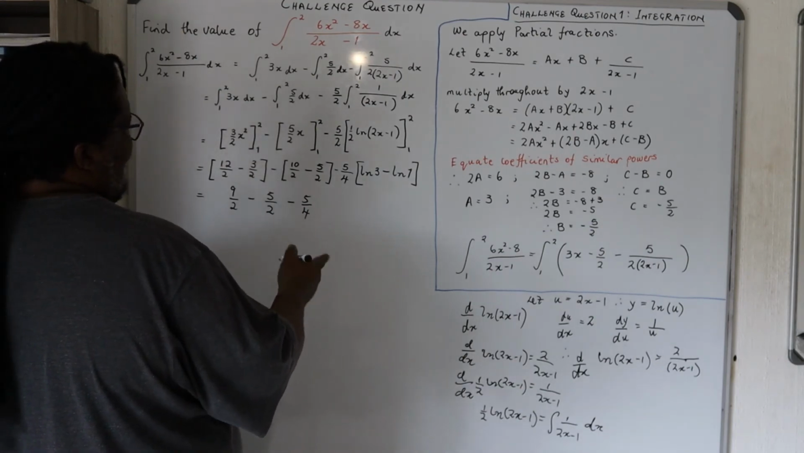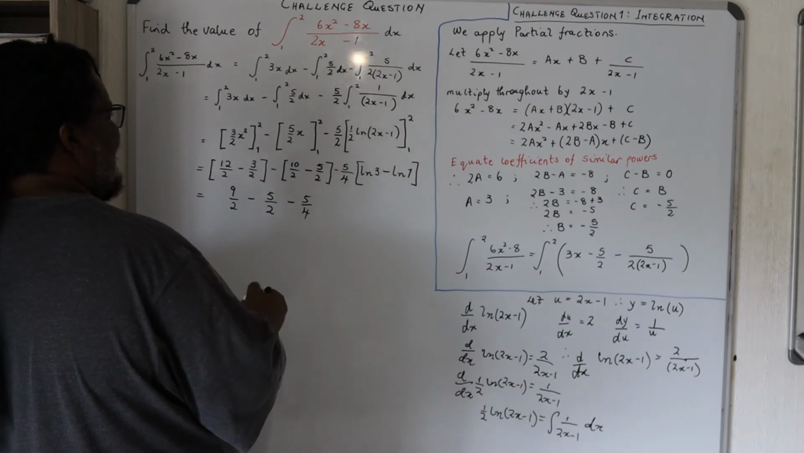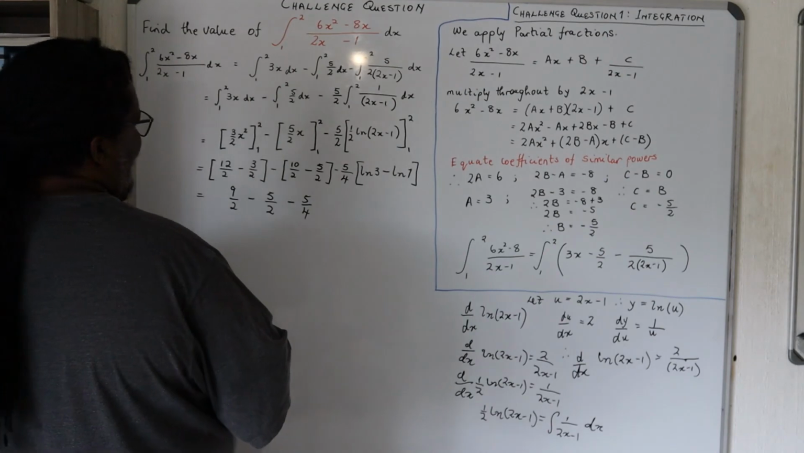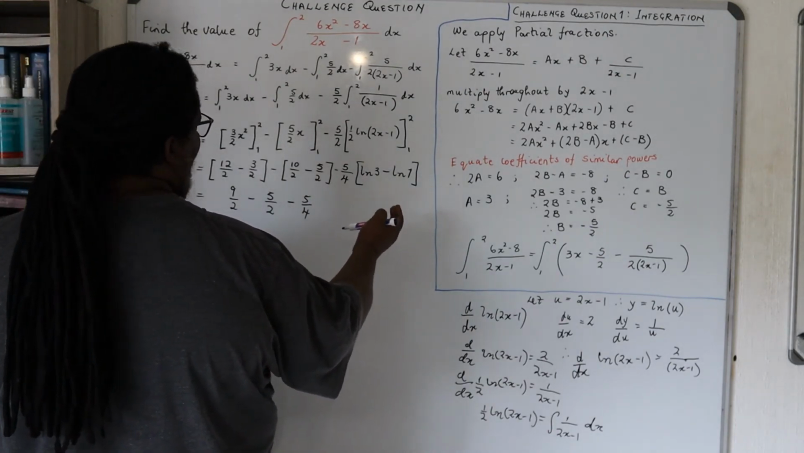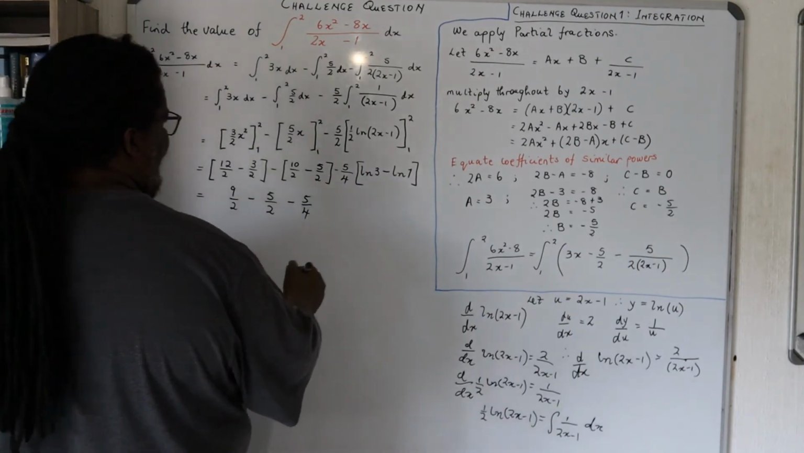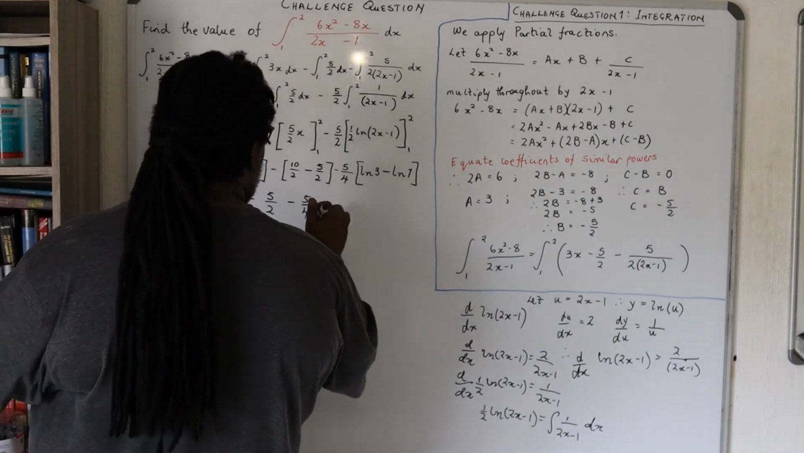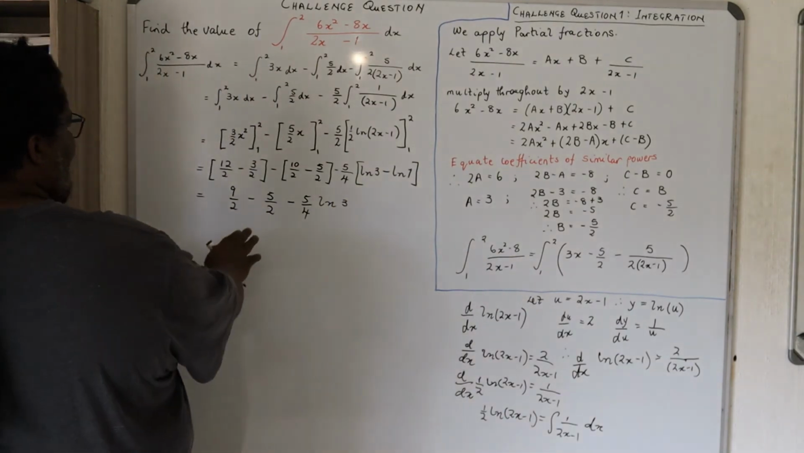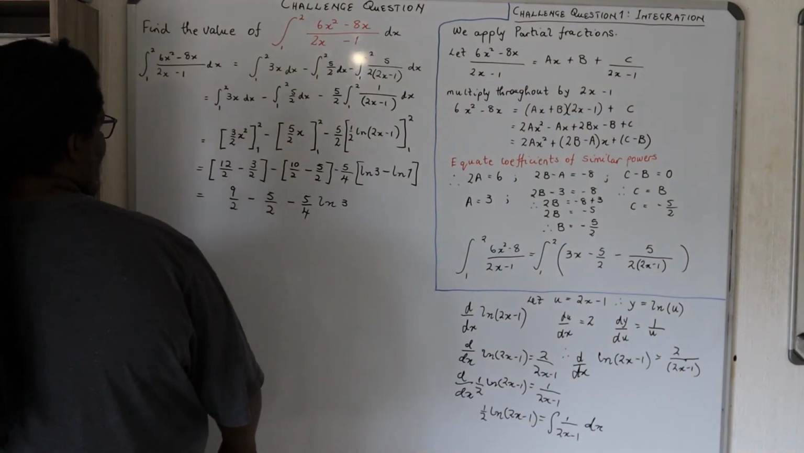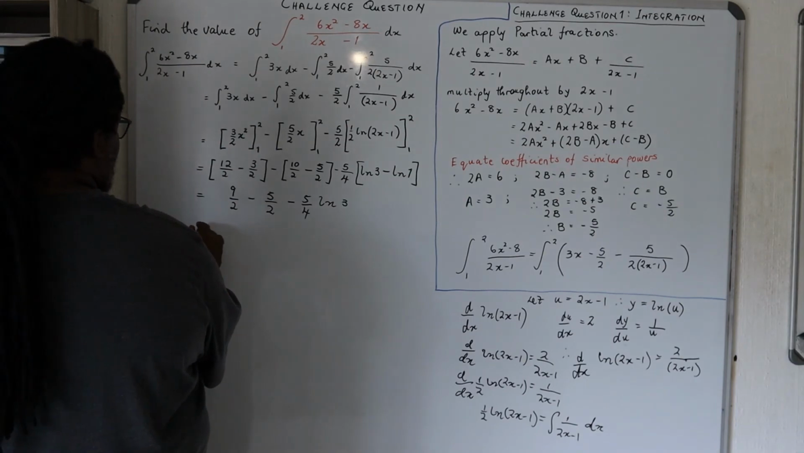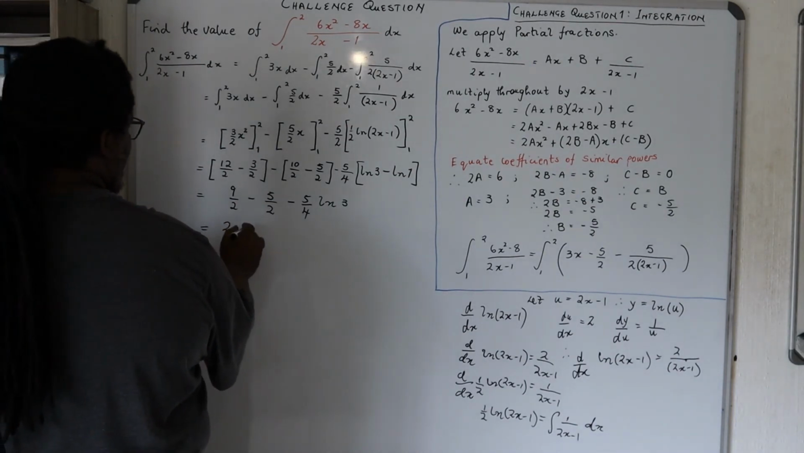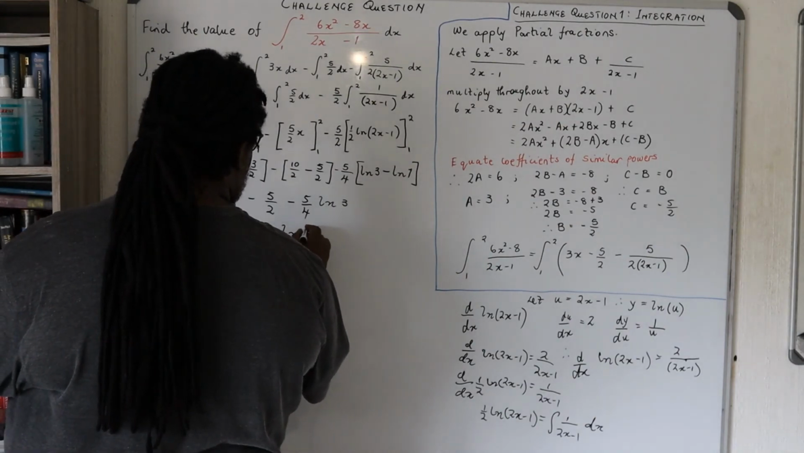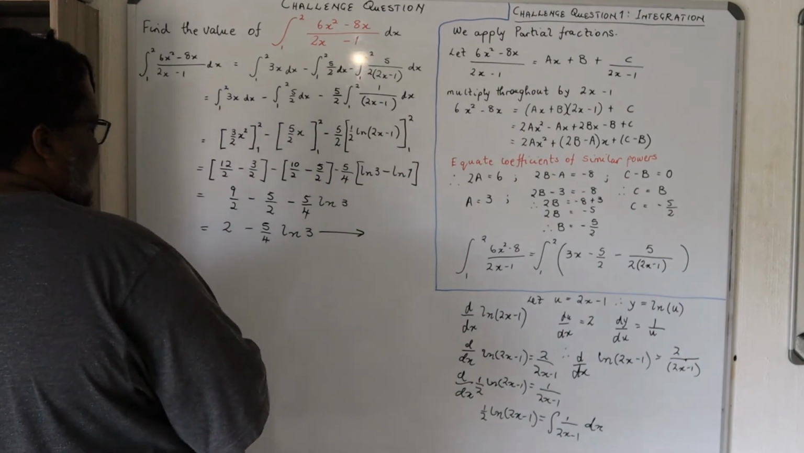And by definition, a log is basically the power to which we need to raise the base in order to get the number 1 there. So if we raise the natural number to the power of 0, we will get 1. And therefore, this is equal to 0, and we simply say this is ln of 3. And then here we have 9 minus 5, that gives us 4, divided by 2, that becomes 2, minus 5 over 4 ln of 3. And that is the required value.